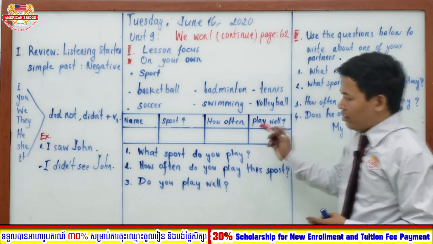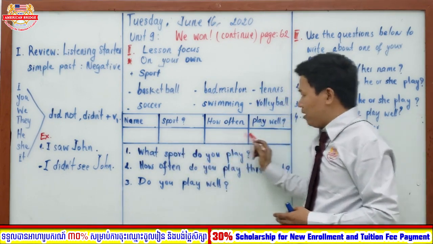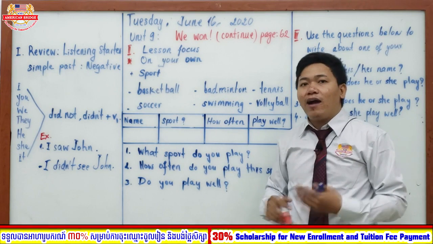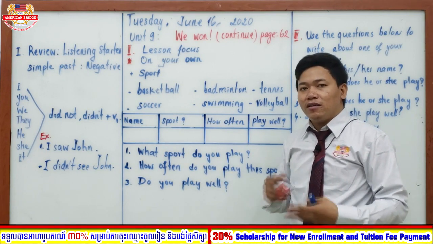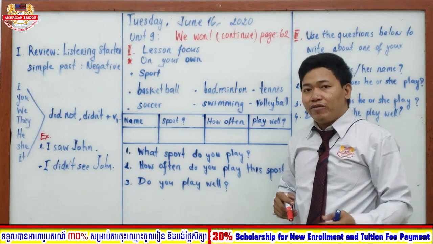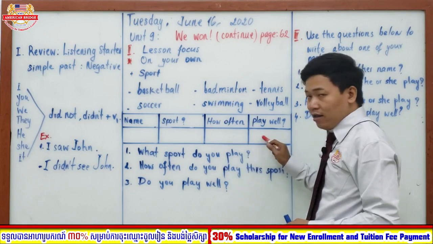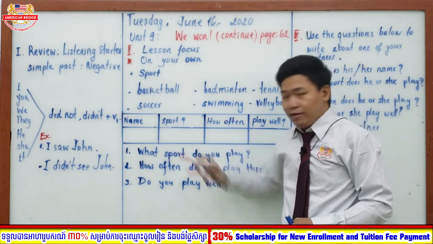So you can write in the column here. How often means how many times he or she plays that kind of sport. So I give you 5 minutes in order to fill in the table here. Let's start.